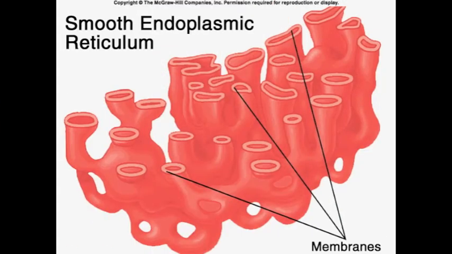Now going on to the smooth ER, or smooth endoplasmic reticulum. The smooth endoplasmic reticulum gets its name because it looks smooth, compared to the rough ER, which has a bunch of ribosomes on the surface. It doesn't mean that smooth ER doesn't have ribosomes, it just means that they're underneath the surface, so we can't see them. Now smooth ER creates lipids, where rough ER creates proteins. Smooth ER is just like the highway for lipids to be distributed throughout the cell.